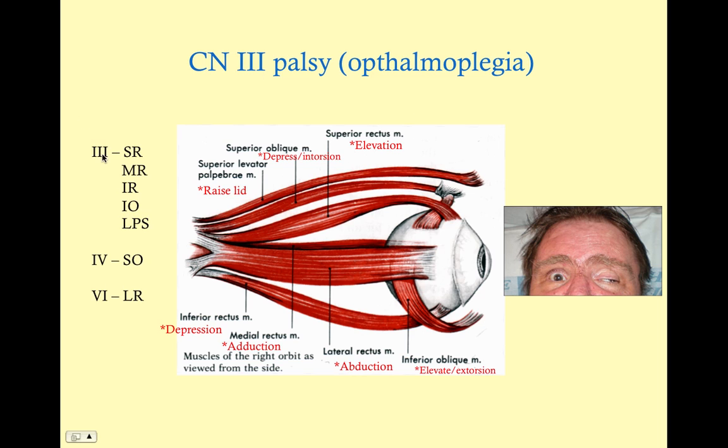So remember, cranial nerve 3 is the superior rectus, medial rectus, inferior rectus, and inferior oblique. Cranial nerve 4 is the superior oblique, that's the trochlear nerve. Cranial nerve 6 is the lateral rectus. When you lose cranial nerve 3, all you can do is depress your eye and abduct your eye. So this eye is down and out. And this is a sign of ophthalmoplegia, or cranial nerve 3 palsy.